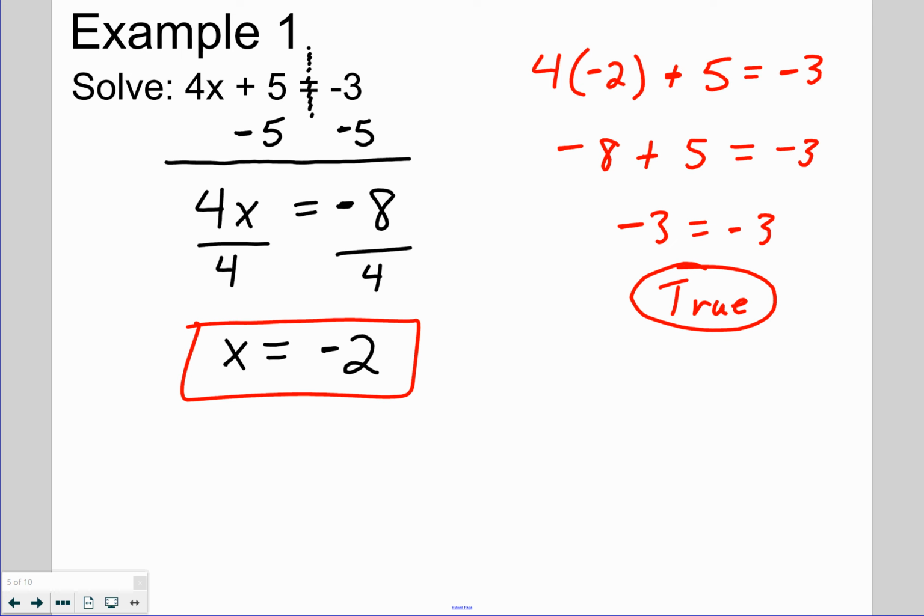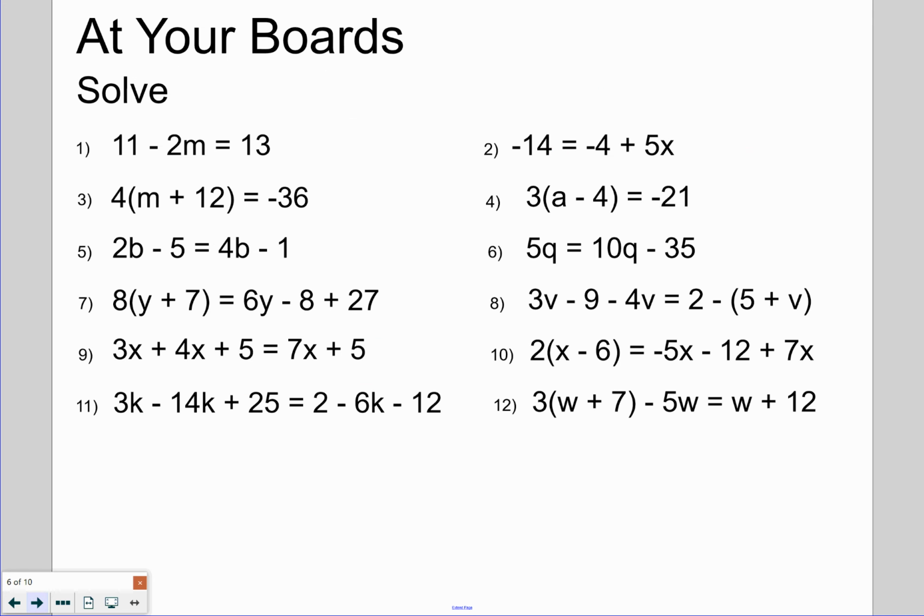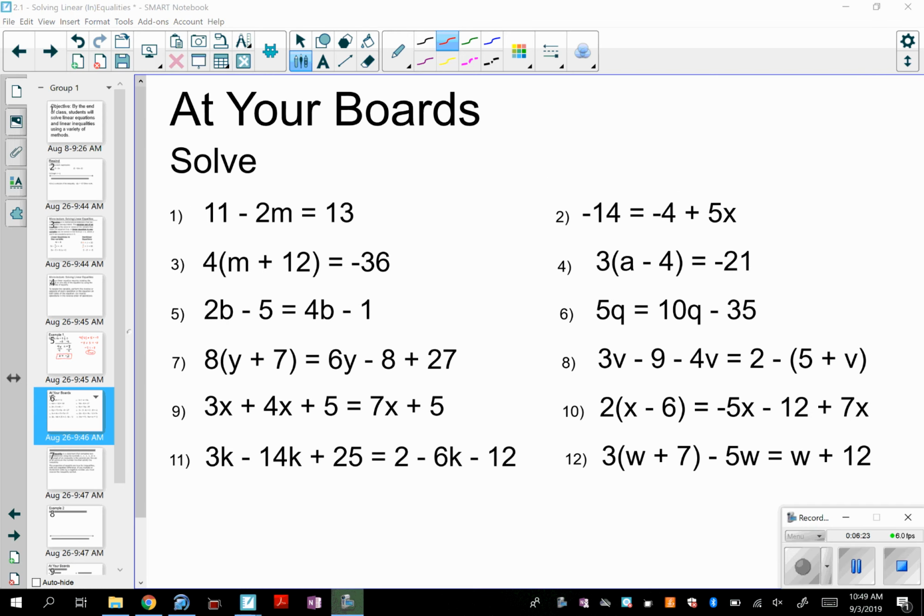Okay, so here's what's about to happen. You're about to stand up to do these. A lot of fun ones. I'm going to give you 12 minutes to do as many as you can. I don't expect you to get them all done, but do at least half. At least half. Ready to go.